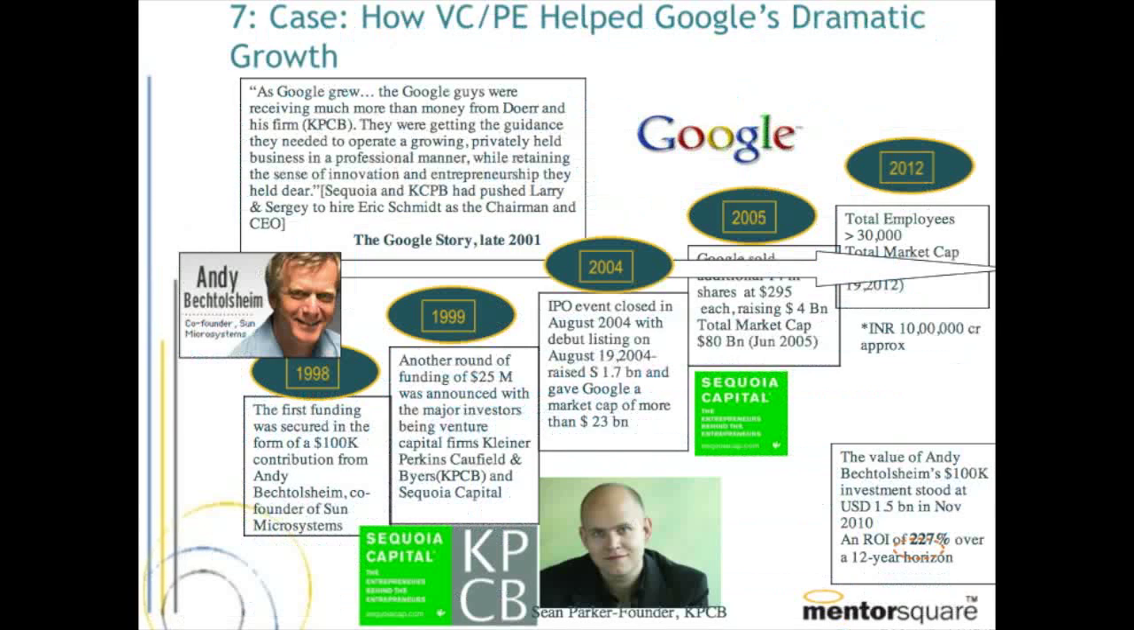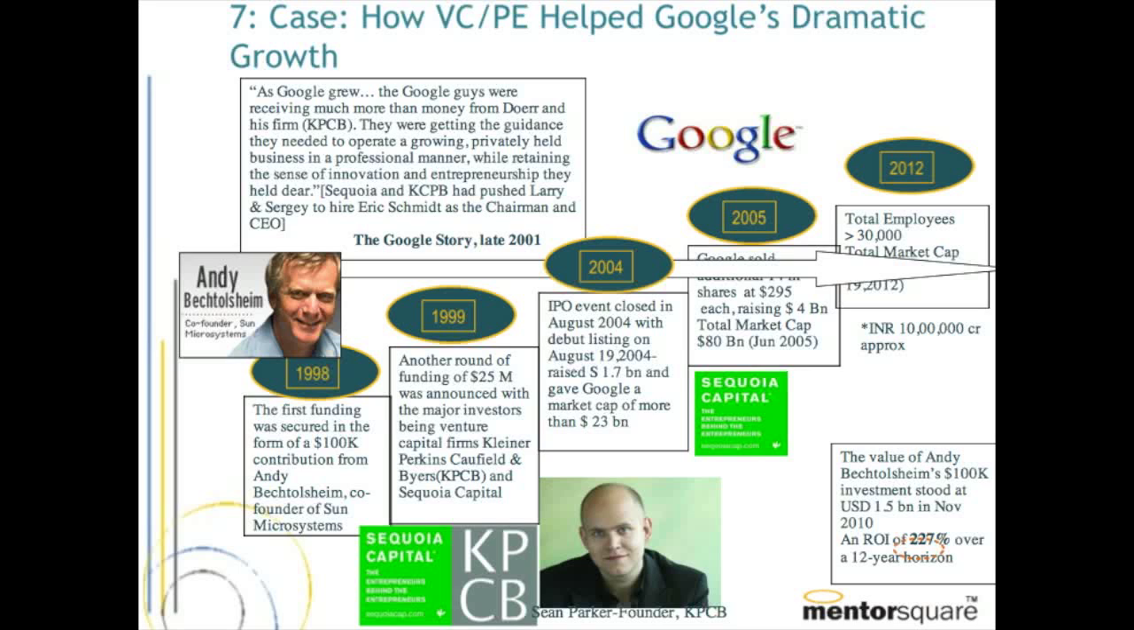We'll just talk very quickly about the Google story. Started in 1998. The first funding was secured in the form of a $100,000 contribution from Mr. Andy Bechtolsheim, who was a co-founder of Sun Microsystems. In 1998, there were very few angel investors for technology ventures, because very few people understood something like a Google business at that time.